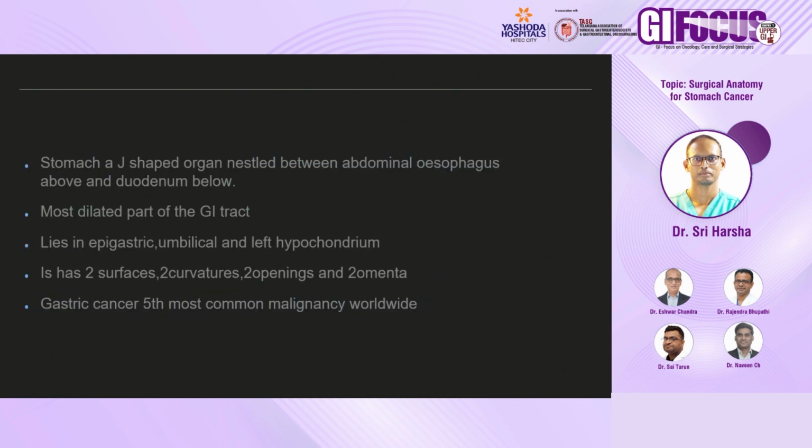So, as we all know, the stomach is a J-shaped organ nestled between the abdominal esophagus and the duodenum below. It's the most dilated part of the GI tract, and it lies in the epigastric region, umbilical region, and left hypochondrium, depending on the dilatation. And it has two surfaces, two curvatures, two openings, and two omentum. As compared to the topic of gastric cancer, it is the fifth most common malignancy worldwide.